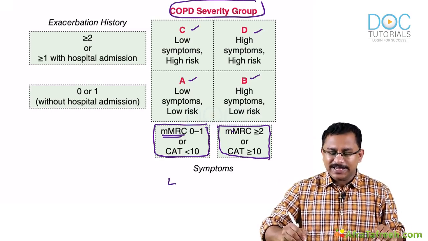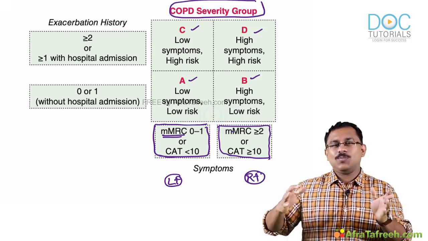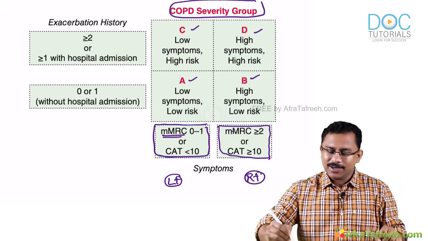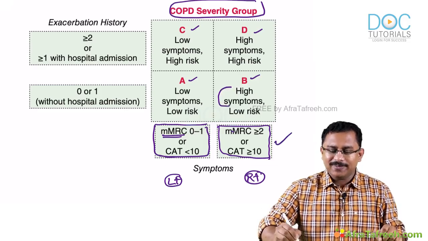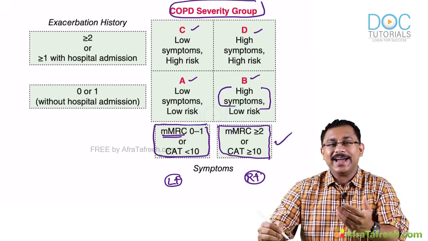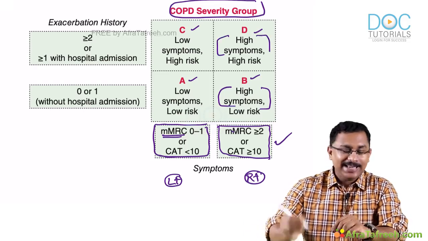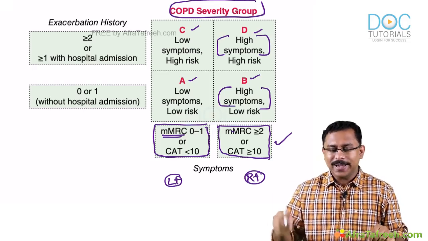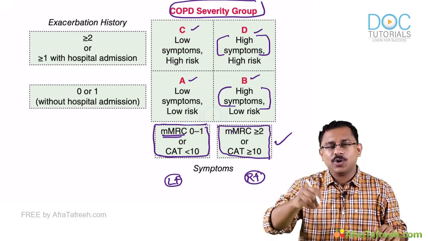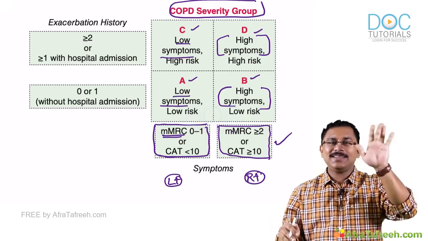So this is the left hand side. Okay, this is the right hand side. So you tell me one who has more symptoms will come in which side, left or right? Right side, because that is where the symptoms are. So whenever you have MMRC more than or equal to 2 or your CAT score more than or equal to 10, you say that the patient has got high symptoms. When it is the other way around, when the score is 0 to 1 or the CAT is less than 10, it is low symptoms.